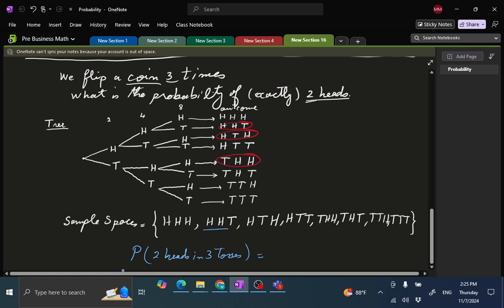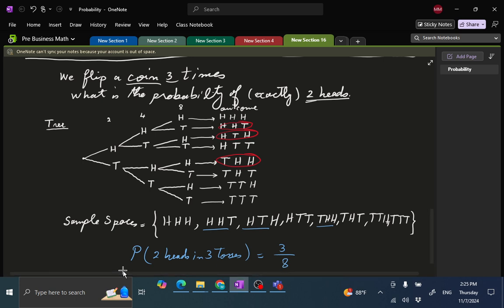So 1, 2, 3. There are 3 cases out of how many? So there are 8 cases. Probability of 2 heads in 3 tosses is 3/8. Now, there are ways of doing this that wouldn't require drawing a tree with the formulas and such, but let's just understand what is meant here, and our shortcuts might come up later on.